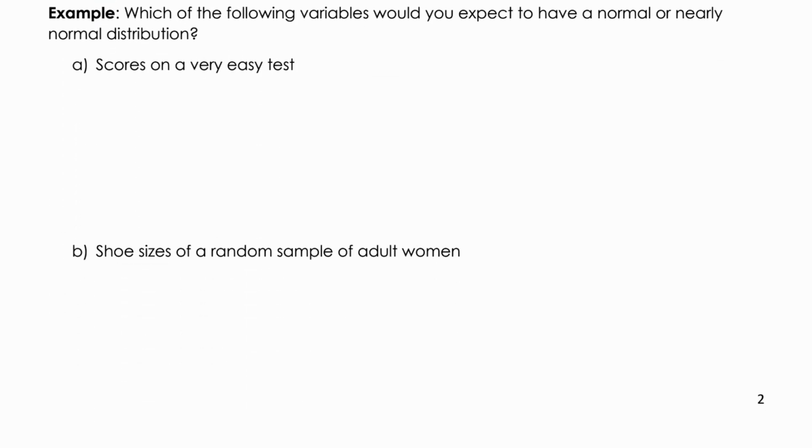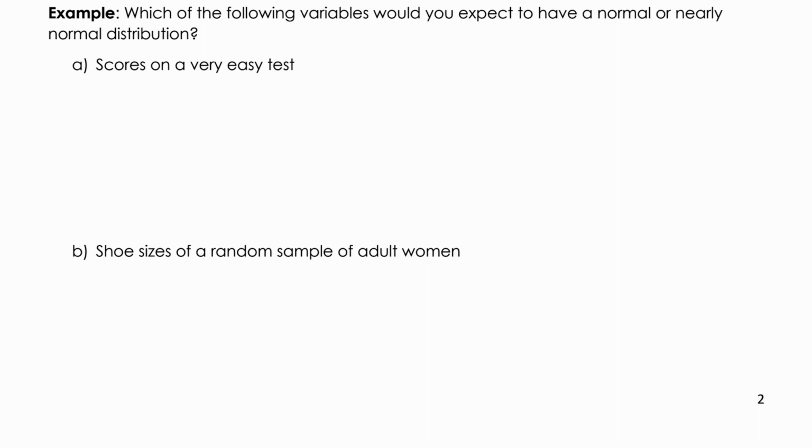In this example, we have a description of data sets, and we're going to decide if we think it's going to be normal or not. So we're looking at it in terms of verbal descriptions in this example, and in the previous example we talked about it graphically. In this example, we have two verbal descriptions of two different data sets, and it's asking if you think it would be a normal distribution or close to a normal distribution.